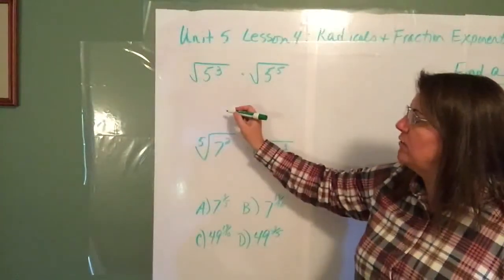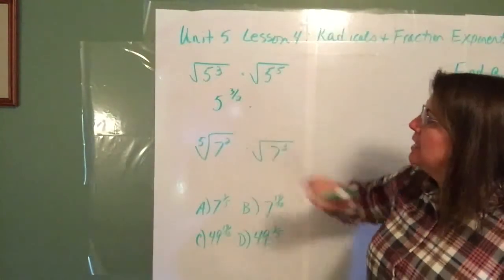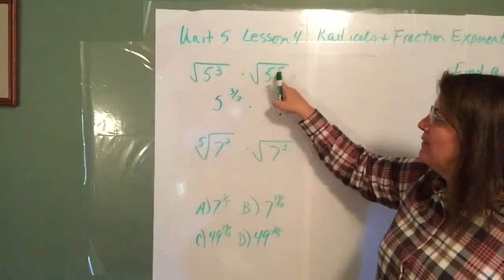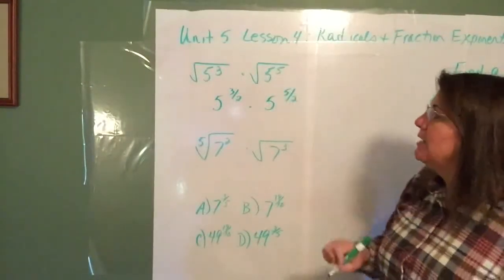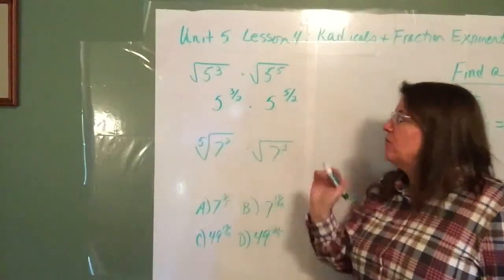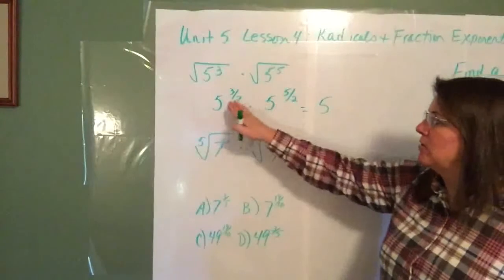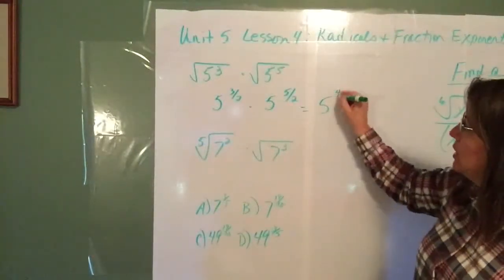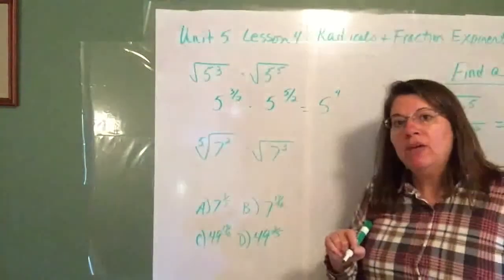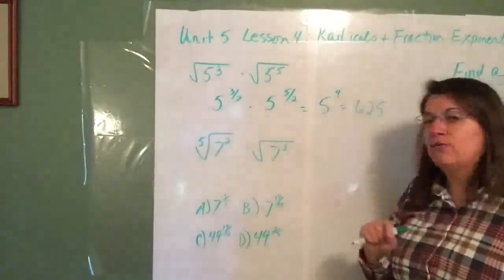The square root of 5 cubed is 5 to the 3/2, times the square root of 5 to the 5th is 5 to the 5/2. And now, since my bases are the same, I'm allowed to keep the base and add the exponents. 3/2 plus 5/2 is 8/2 or 4. So that's 5 to the 4th. 5 to the 4th would be 625, and certainly you could use a calculator to figure out what that number is.